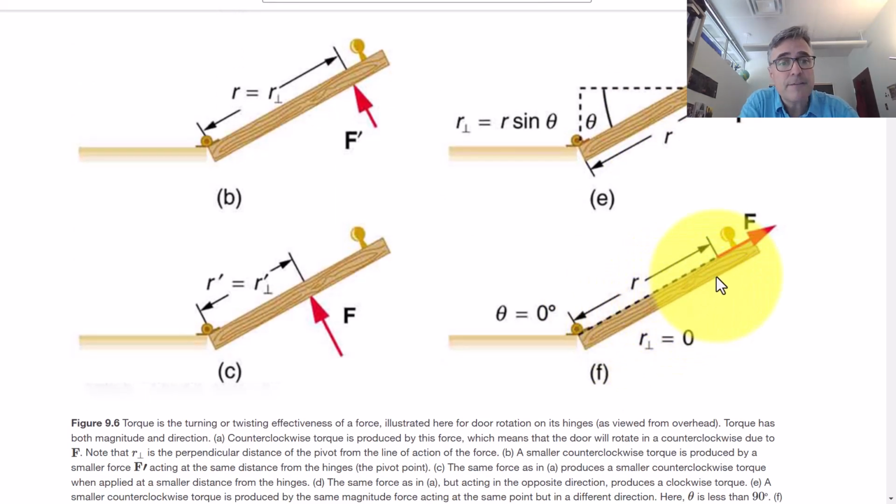And lastly, in F, you've got the same force applied to the same part of the door, but now theta is 0 degrees. You have a force that's parallel to the vector from the hinge out to where the force is applied, and this produces 0 torque because sine of 0 is 0.